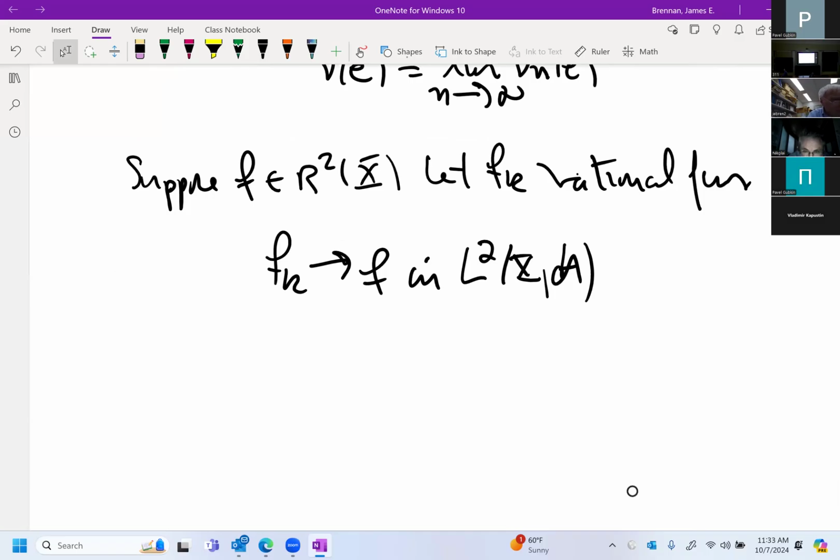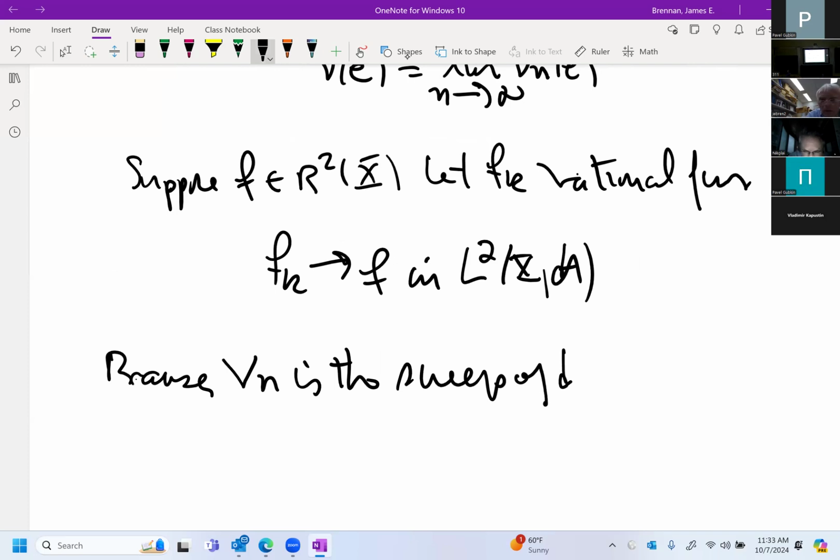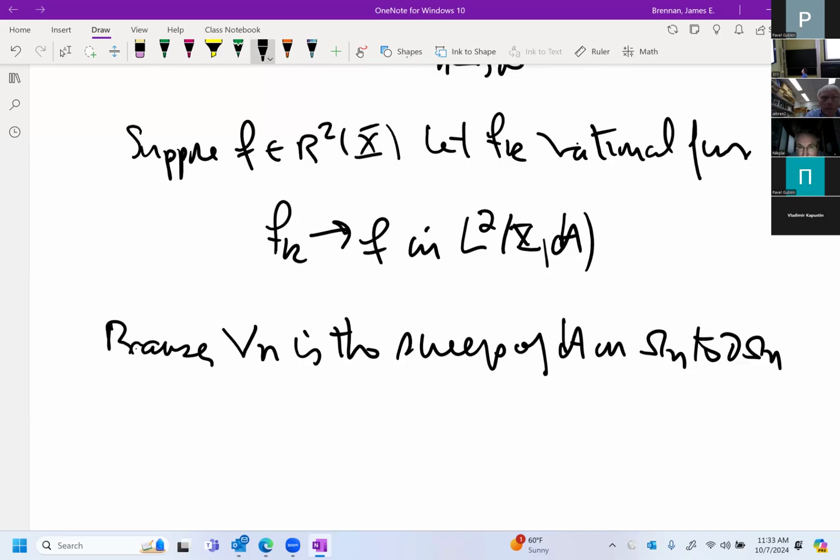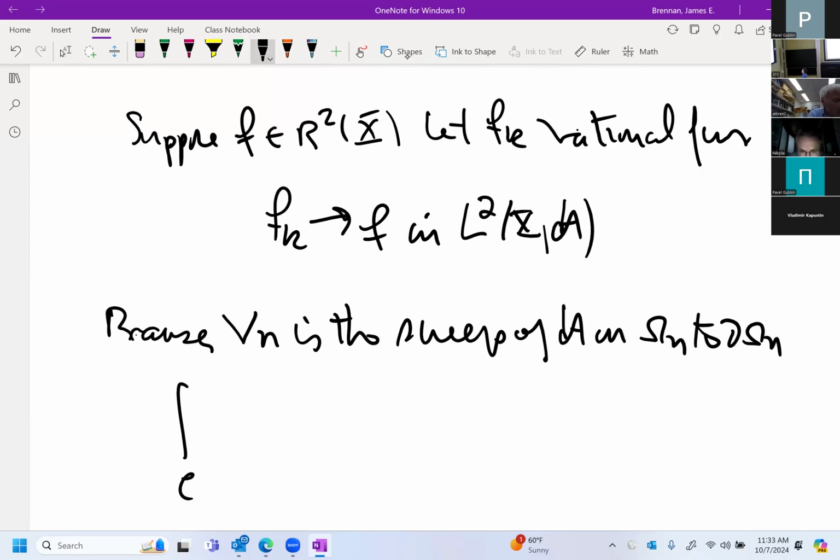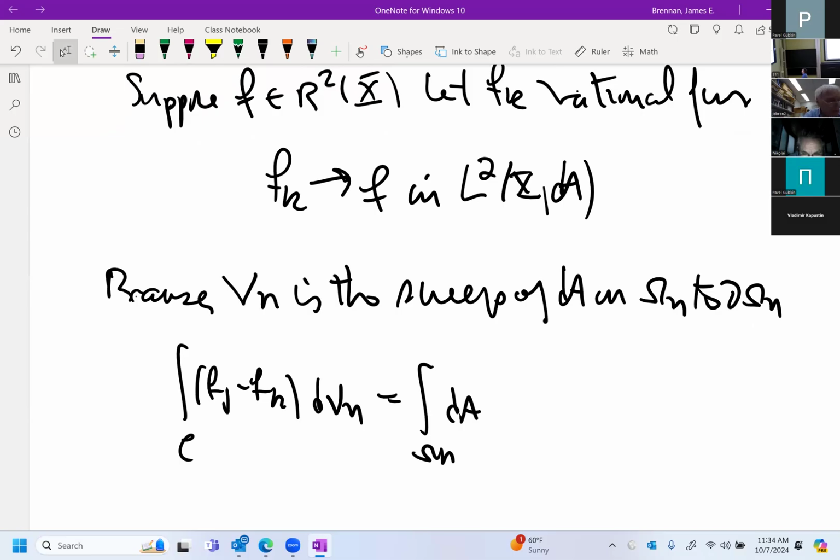Now, because nu n is the sweep of dA on omega n, to the boundary of omega n, the sweep of the area measure, then we have the integral over E of fj minus fk d nu n. And that's going to be equal to the integral over omega n, and that's where the dA comes from, because the measure was swept, times the integral over E of fj minus fk d omega n.